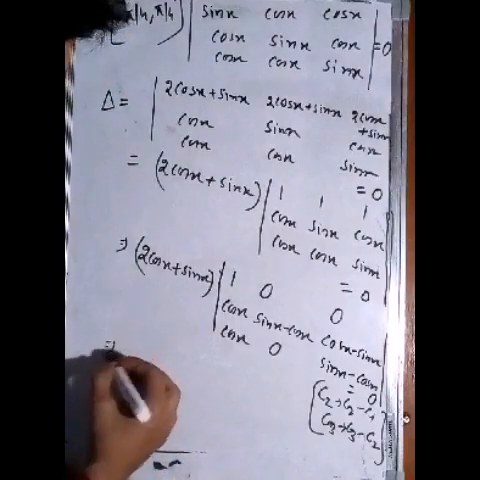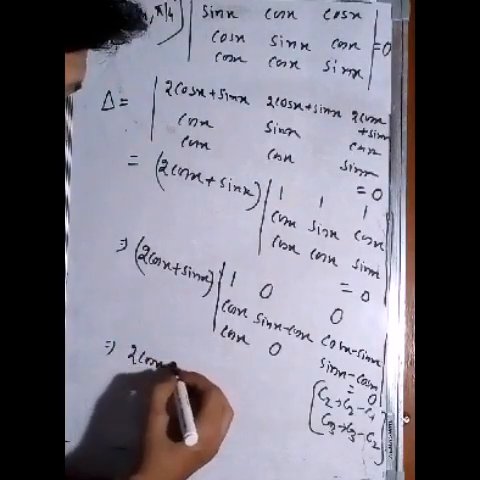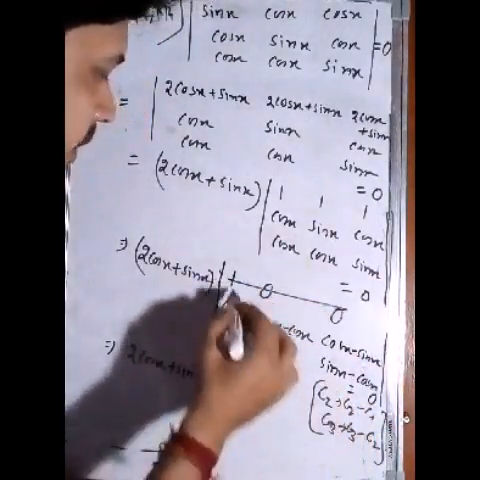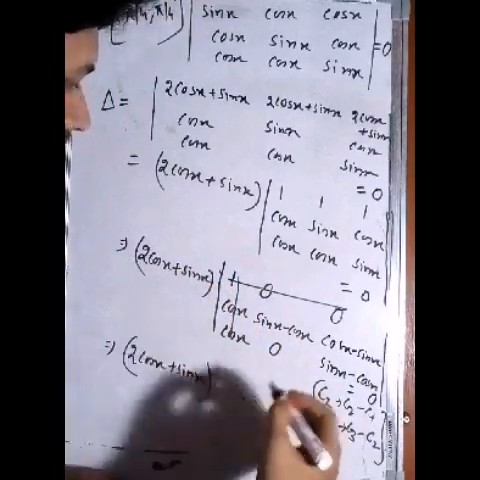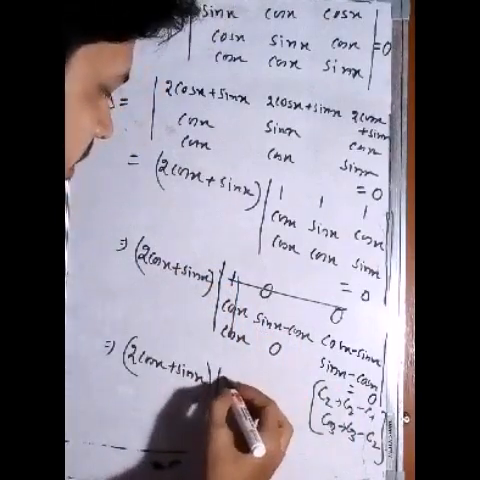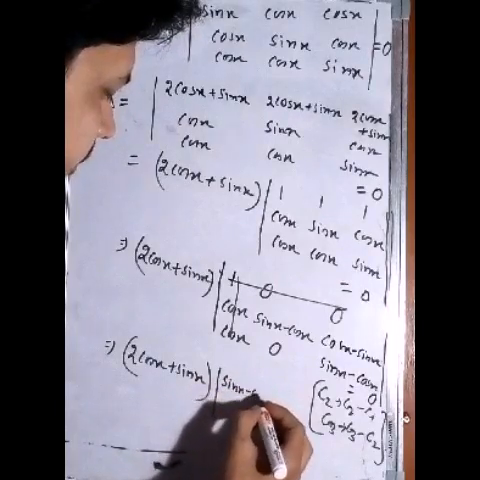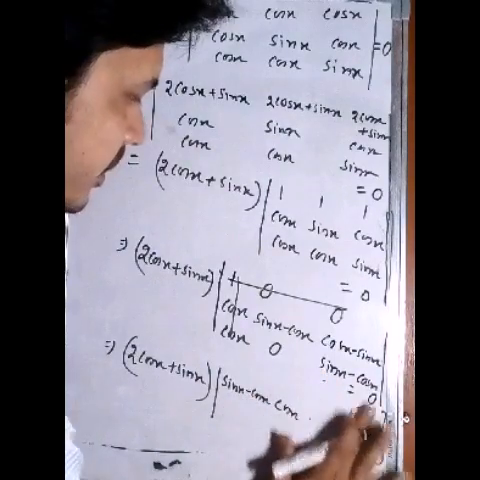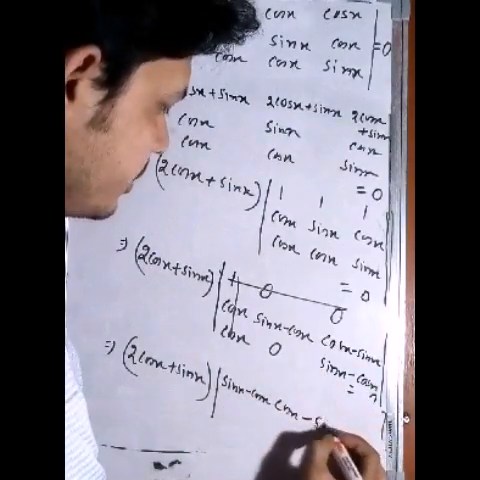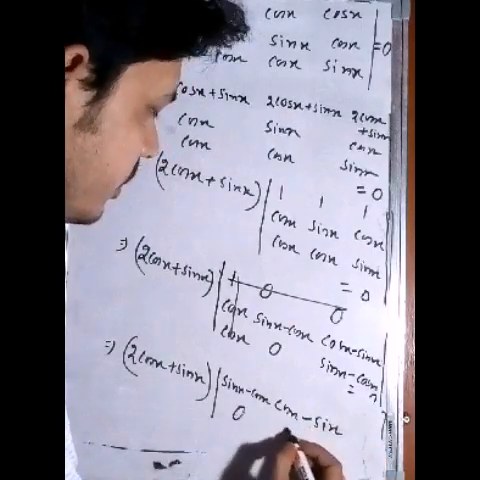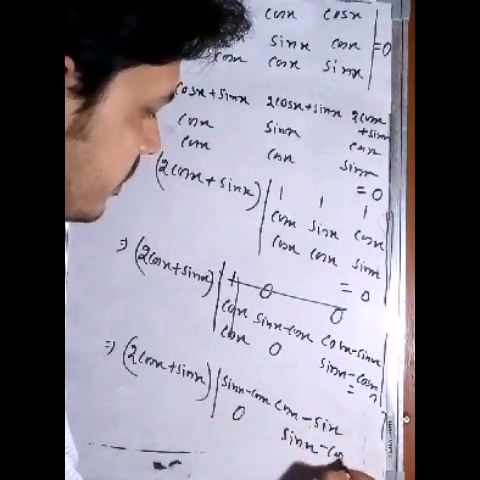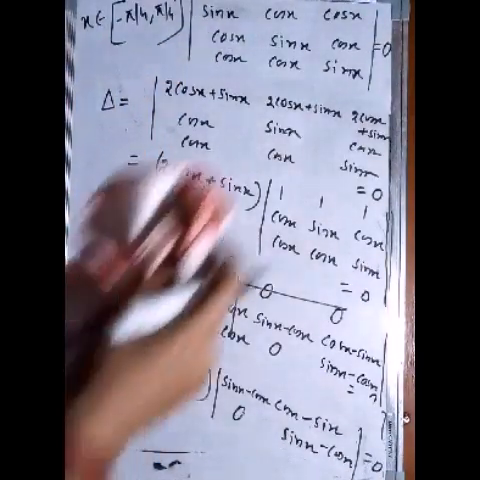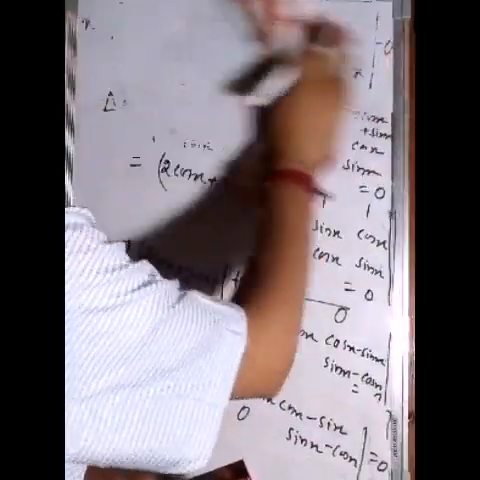So this implies 2 cos x plus sin x. Now we have the 1, 0, 0 format, so we will delete this part of the determinant. After deleting, we have the determinant: sin x minus cos x, cos x minus sin x; cos x minus sin x, sin x minus cos x. This determinant equals 0. Now we are having the upper portion.